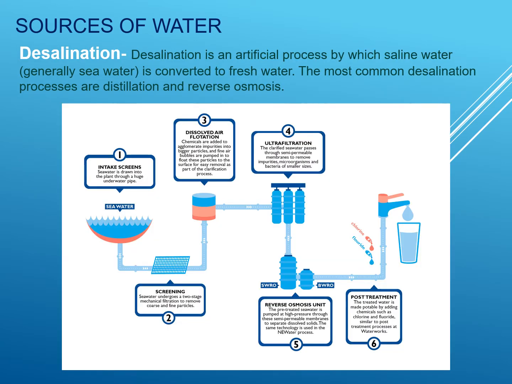Again, another source of water is what is called desalinated water. You get the seawater, you start filtering it, you take out the salty part of it using ultrafiltration and reverse osmosis. Then what comes out is what is called potable water.